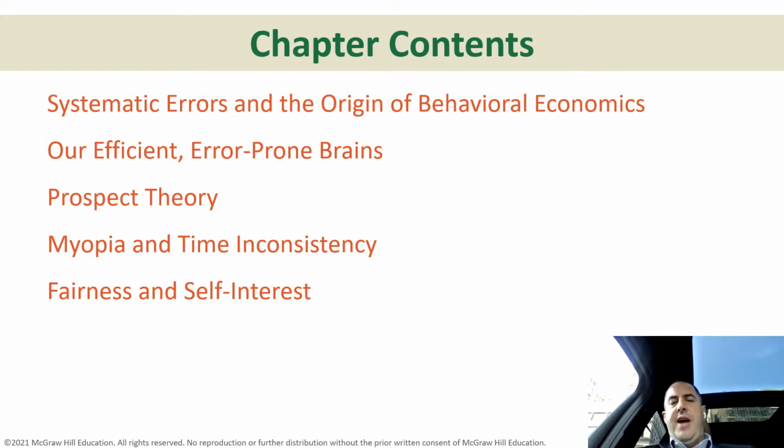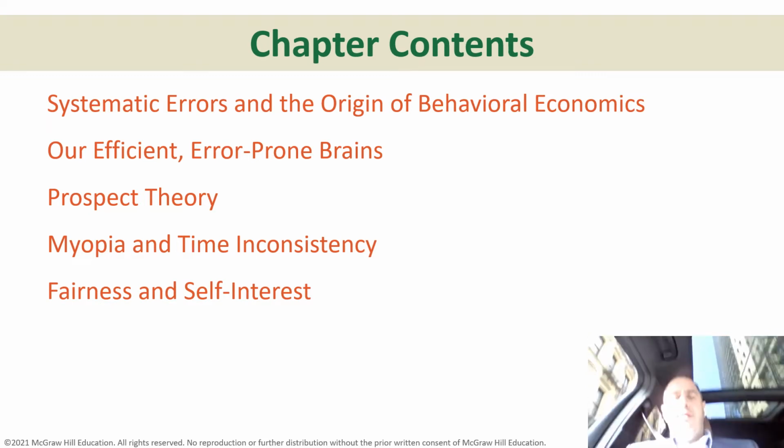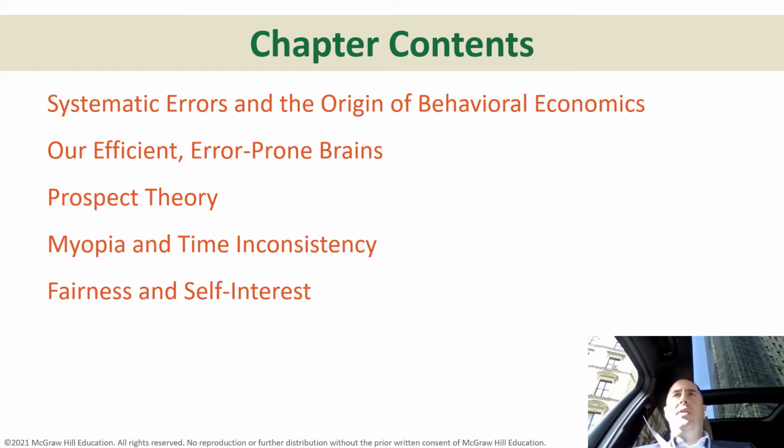So we'll talk about systematic errors in the origin of behavioral economics. Our efficient, error-prone brains is discussed, prospect theory, myopia and time inconsistency, and then fairness and self-interest. How selfish behavior can impact all this stuff.